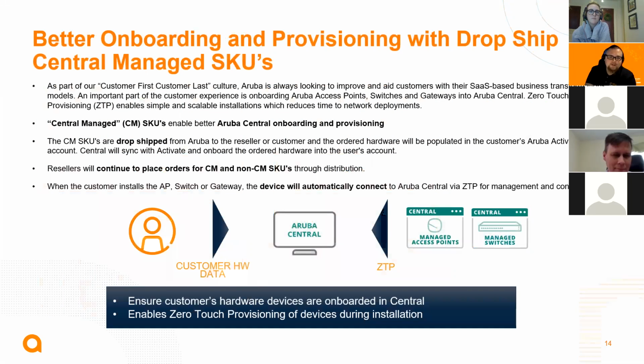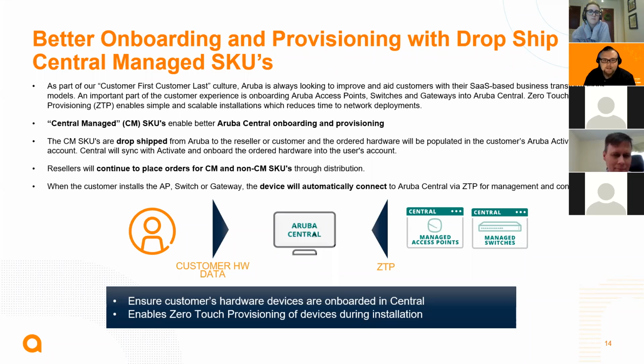So with Aruba Central, there are specific CM SKUs that are drop shipped from Aruba Direct that you would purchase. That ensures that when you purchase those items, they're going to be registered and onboarded into your account before you get it. So, you don't want to get an item, plug it in, and have to manually configure it to reach out to the cloud.